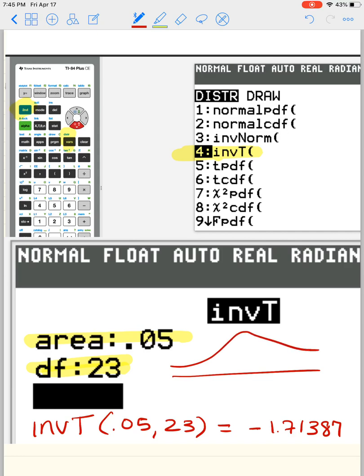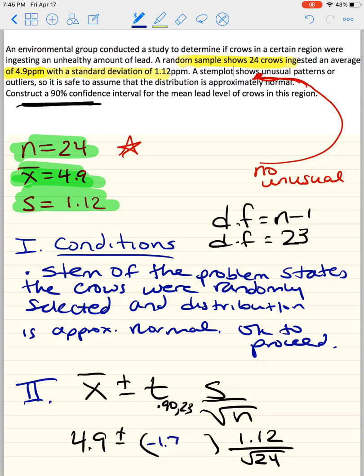Well, the question asks for a 90% confidence interval. Once that happens, we have 5% left on each side. This area is asking for this piece right here, so you're going to get a negative. That's okay. Like I said in the past video, we're going to ignore that sign because it's going to be plus or minus. So negative 1.714 goes in there.